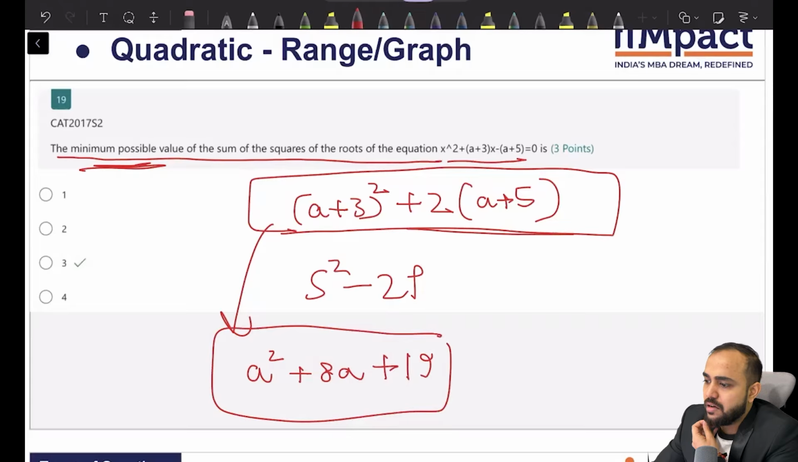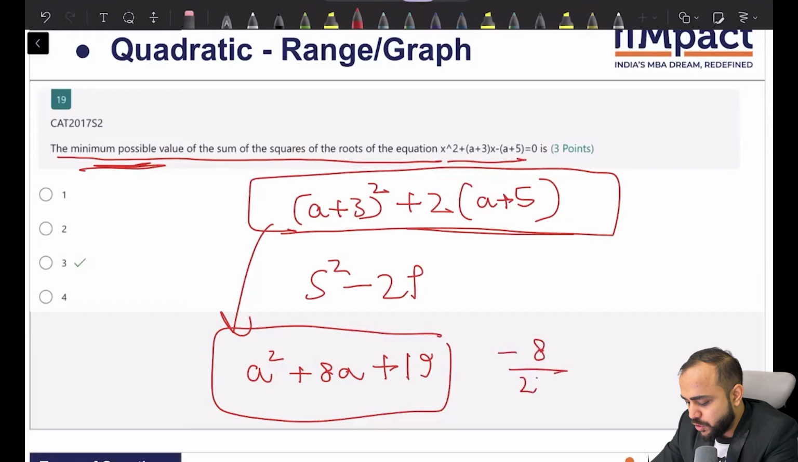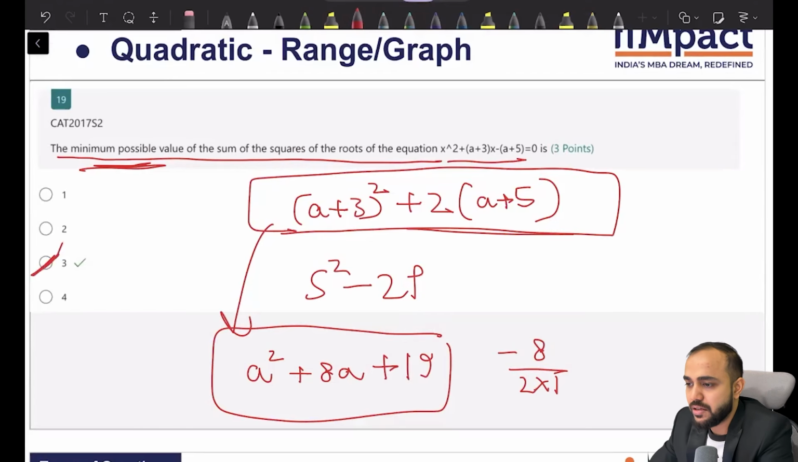All right. Now you want to find the minimum value of this quadratic. Can I just put minus 8 by 2 into 1 as value of a? Can I put a as minus 4 here? I will get my answer from that, correct? 16 plus 19, that is 35, minus 32, your answer will be 3.